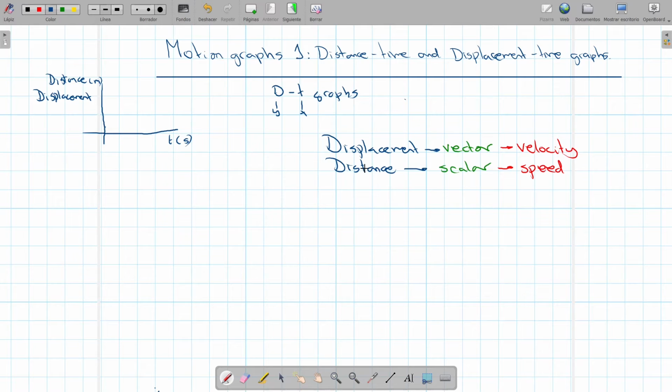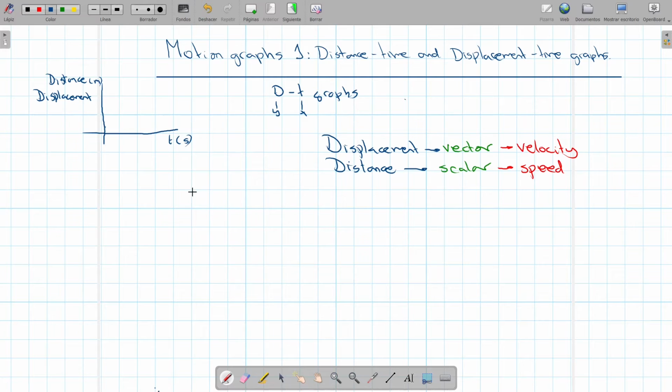So from a distance time graph, you will never be able to get velocity. Displacement is associated with velocity, so you can obtain velocity from a displacement time graph, and you can obtain speed from a distance time graph, but you can't obtain velocity from a distance time graph because you don't have the information.